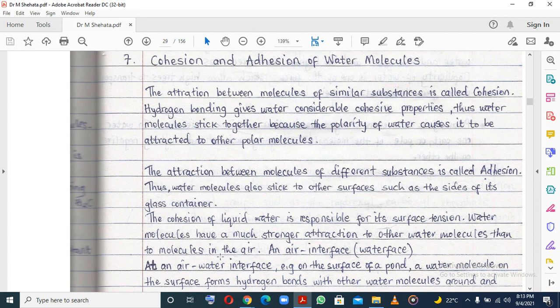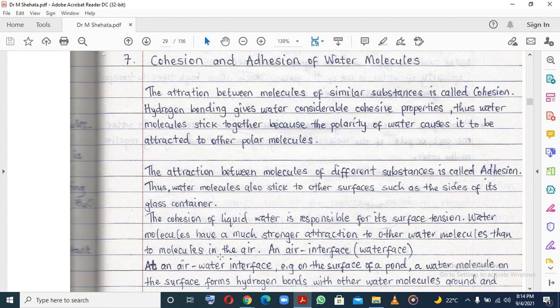Every time you see cooperation, commitment, coordination, it usually talks about similar things, right? Let's cooperate. You've got a similar agenda, the same agenda. So cohesion, that's how you can think of it. Cohesion is just the attraction between molecules of similar substances, okay?